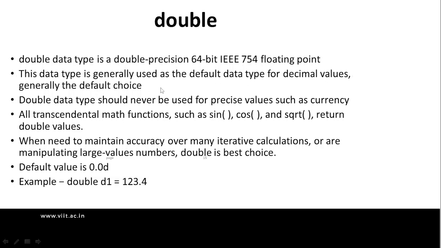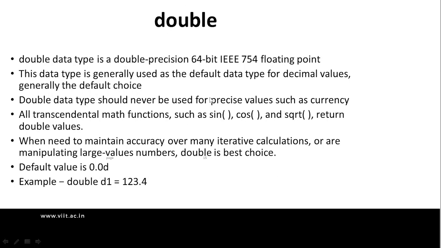This data type is generally used as the default data type for decimal values. Generally the default choice. Double data type should never be used for precise values such as currency. All transcendental math functions such as sine, cos, square root return double values. All these functions will return the values as double.